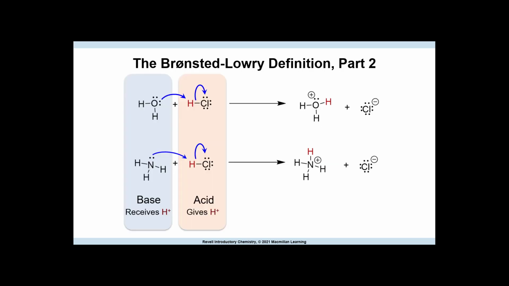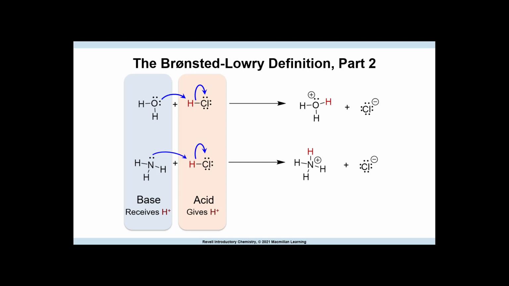Okay, so let's move on. All right, so let's look at an example looking at these reactions with Lewis structures. In the first reaction, 2 electrons from the oxygen reach out and grab the proton. When this happens, the electrons in the HCl bond move to the chlorine atom. The result is a hydronium ion and a chloride ion.